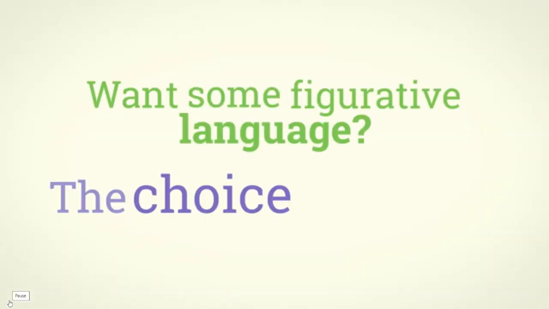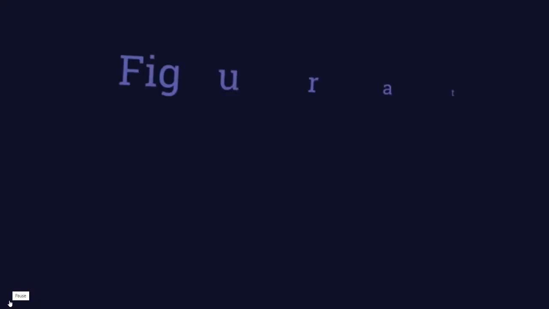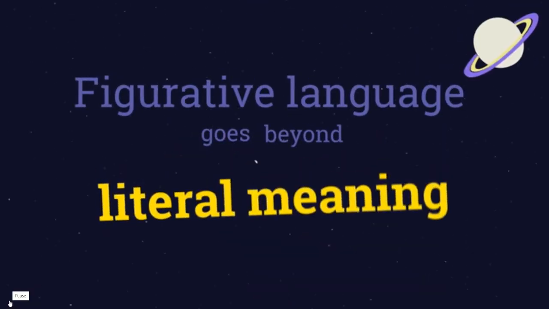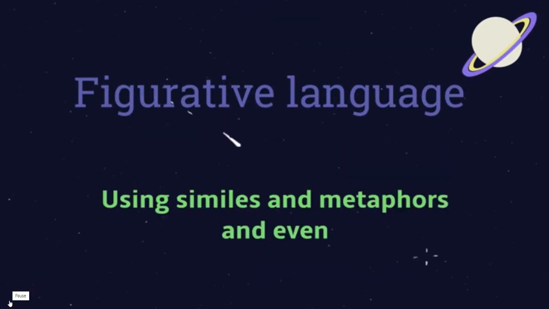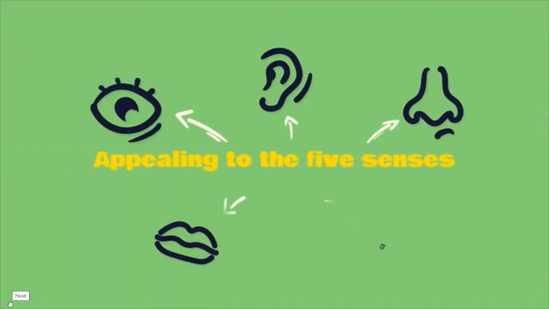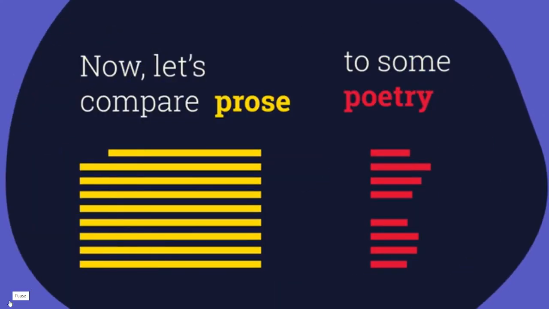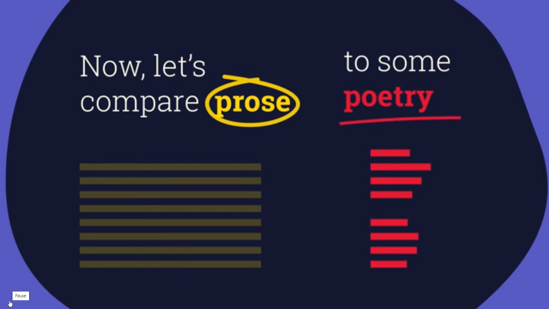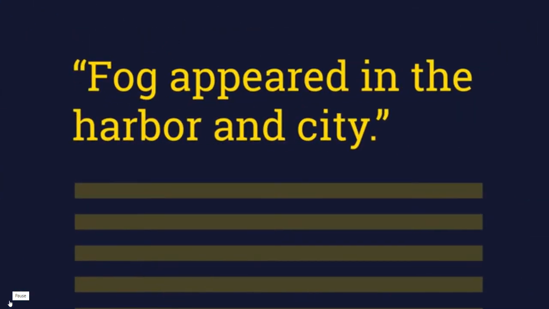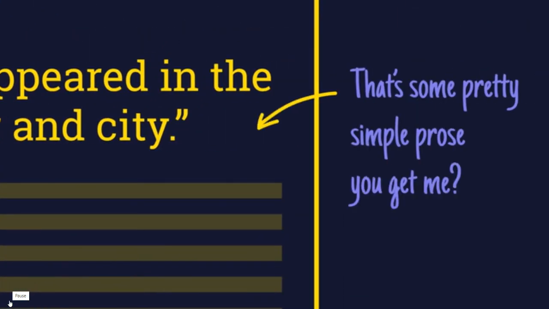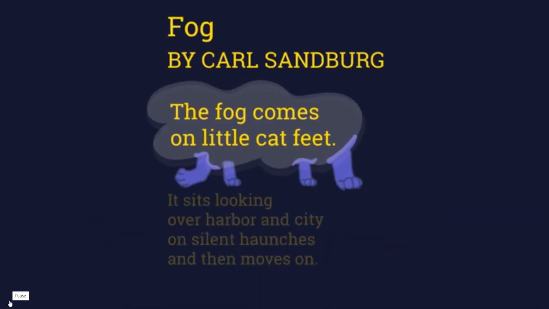Also figurative language, the choice is yours. And like umpires, now you know the score. Figurative language goes beyond literal meaning, uses similes and metaphors and even appealing to the five senses. That's imagery. Now let's compare prose to some poetry. Fog appeared in the harbor and city. That's some pretty simple prose, you get me? Carl Sandburg's poem has figures of speech. The fog comes on, little cat feet.